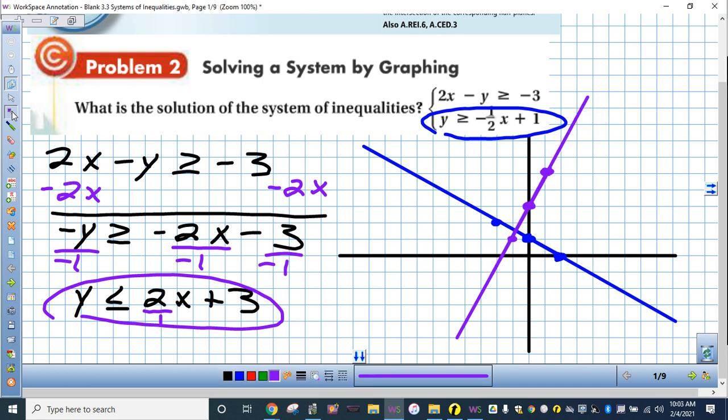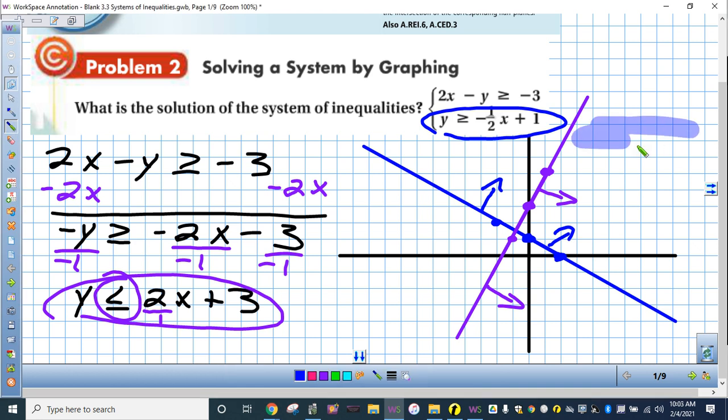So here's one little strategy for shading that I use. The purple is less than right here. So where are the y values smaller? Either there or here. Sometimes the arrows help students, sometimes not. It's whatever works for you. The blue line is greater, so where are the y values greater than this +1? They're greater up here or up here. And then you shade the overlap where the arrows point towards one another. So our shading is all in there.